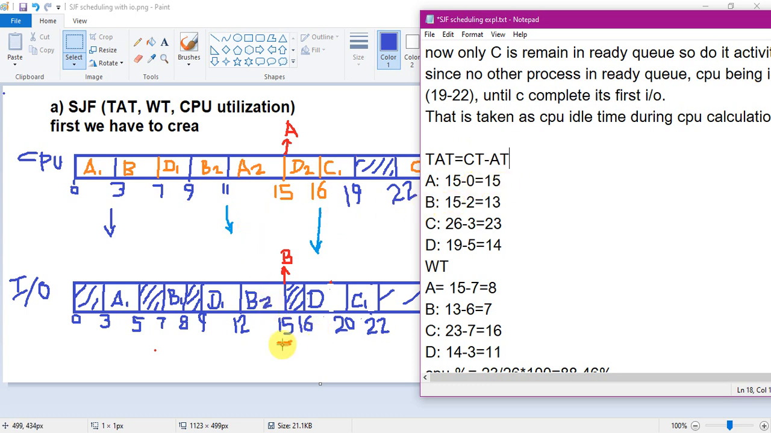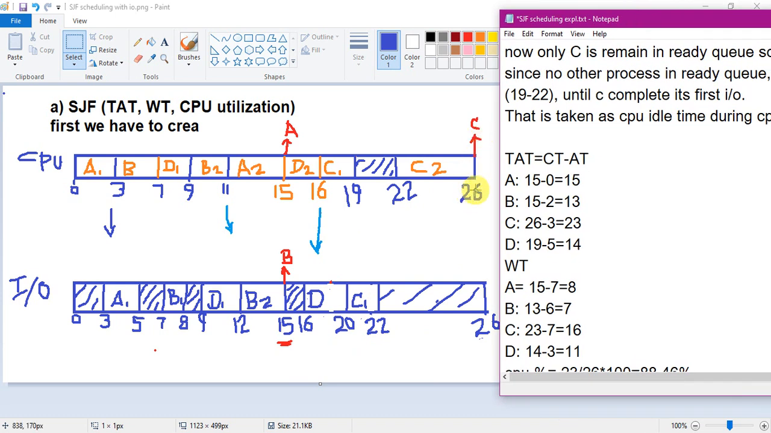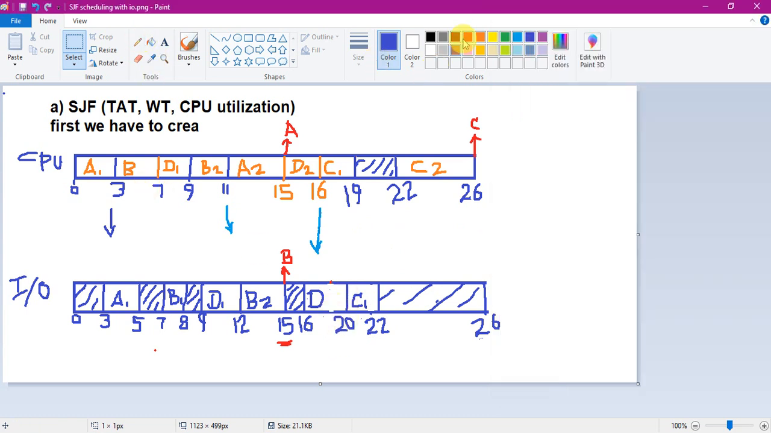The completion time for B is here, you take this one, not this one. You have to leave this because it is the duration of the process, including the I/O. So 15 for B minus B's arrival, which is 2 units, that is 13. For C, you have seen it is the last process to leave the system, which is 26. The arrival for C is 3 units, so we have 23. For D, it leaves the system at 20.